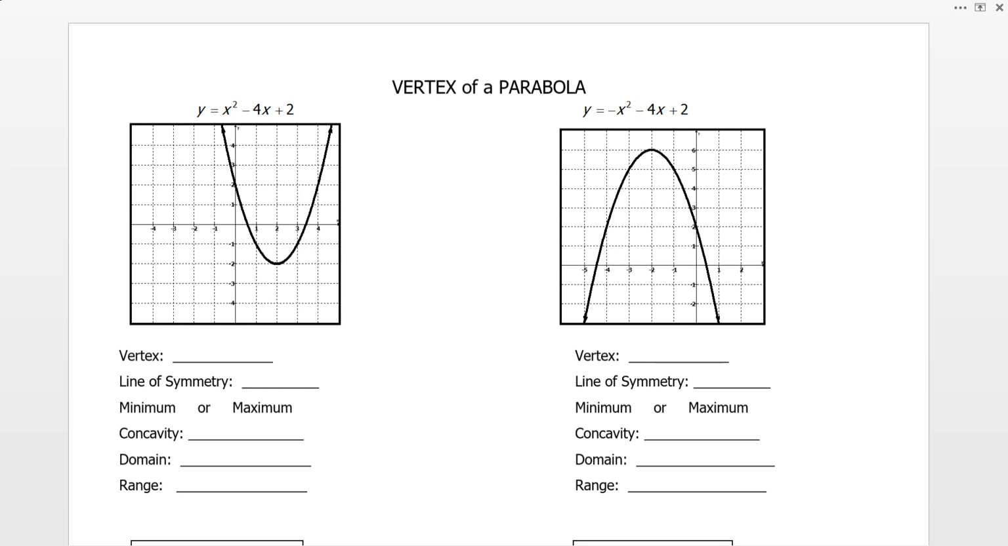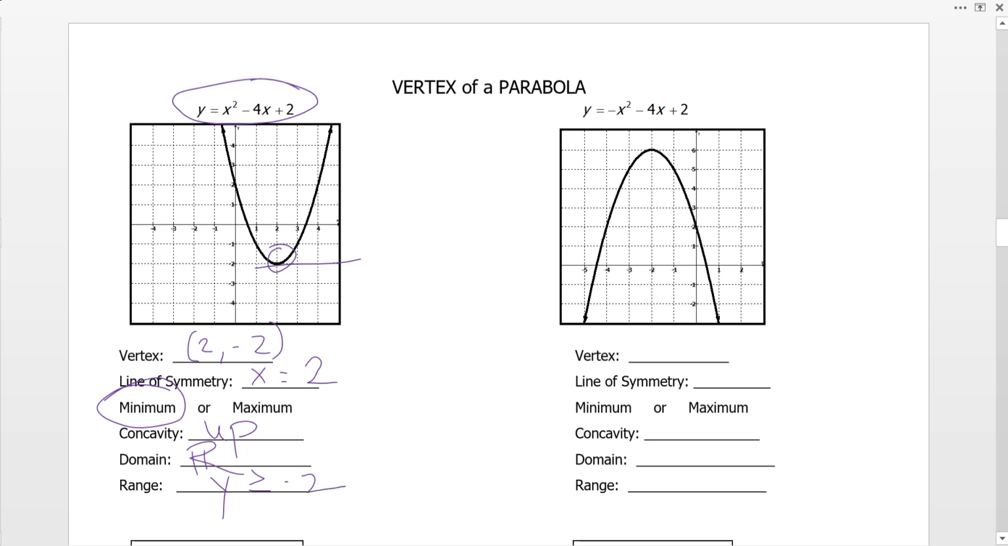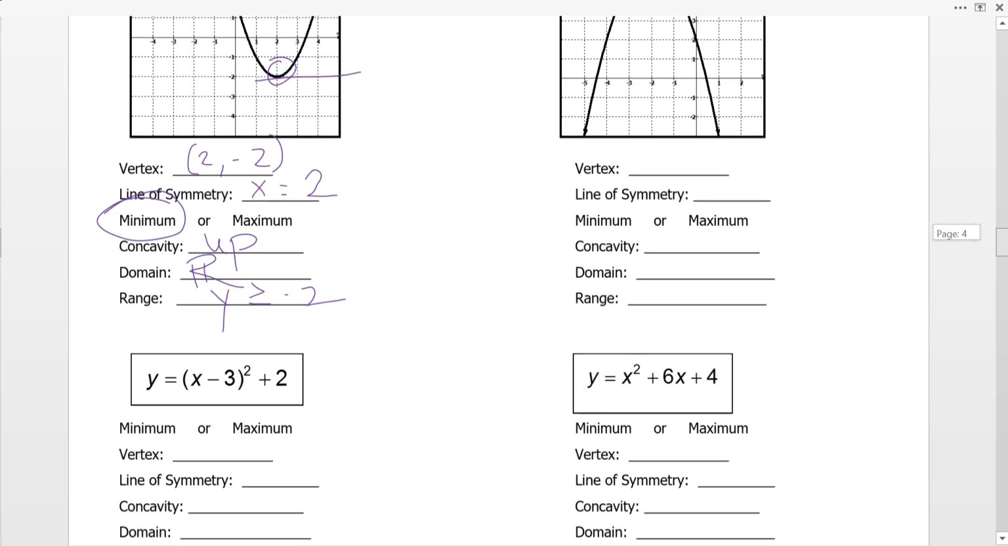Alrighty, I'm going to introduce you to the other way we can write these equations. So our vertex, I have my equation right here, but what I'm going to do is look at my vertex. So it's at the point 2, -2. My line of symmetry is x equals 2. It's a minimum because it's the lowest point. It's concave up because it looks like a smile. The domain is all real numbers. And the range is y greater than or equal to -2. Because -2 is the lowest value y can be, and it can be anything up to infinity after that.